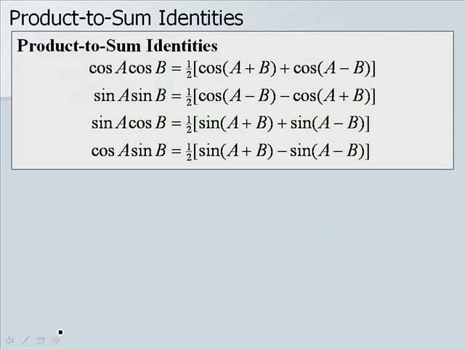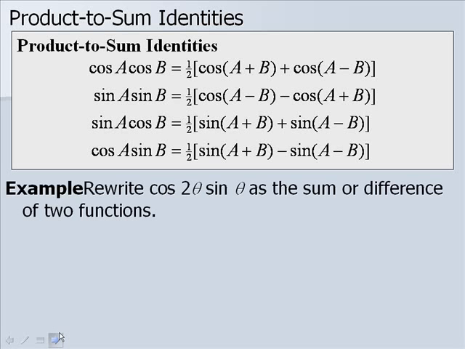Now let's look at some more identities. Here we have the product to sum identities. Now bear in mind you don't need to memorize these, so the biggest thing is you need to know how to apply them and use them in problems. So we want to do an example. We'll rewrite the cosine of 2 theta, sine of theta, as the sum or difference of two functions. So here we'll use cosine sine, and we see that a is 2 theta and b is theta.